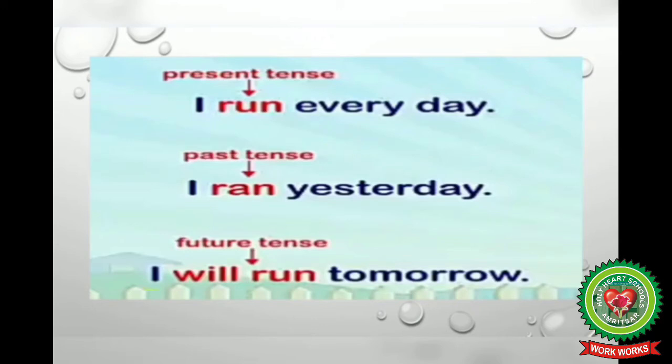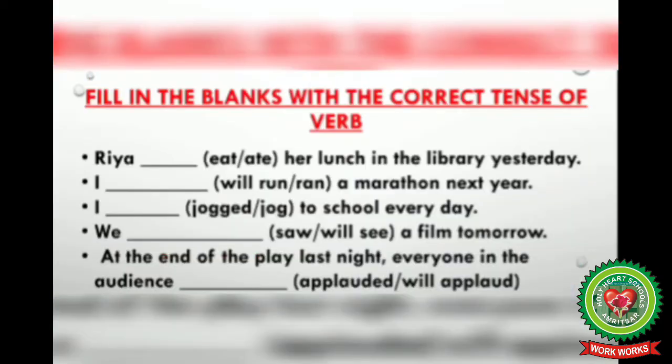Last, I will run tomorrow. Tomorrow in a sentence indicates that an action will happen in the future. Will run indicates that it is your future tense. Now, on the basis of what we have discussed today, let us solve some exercises.